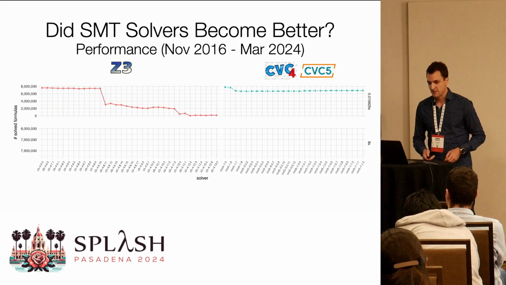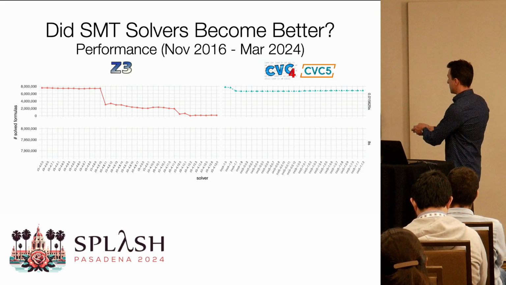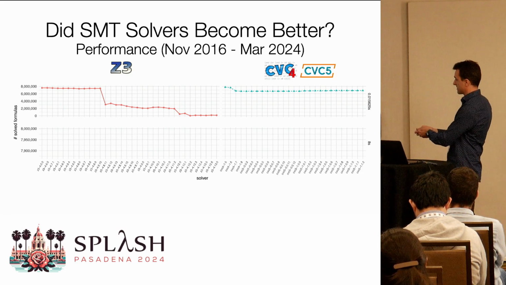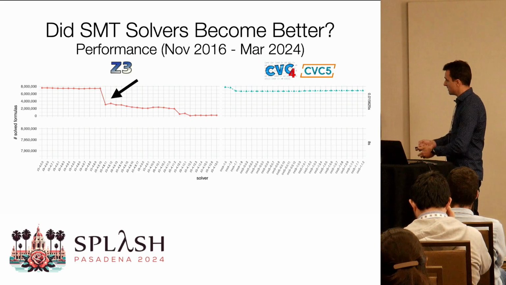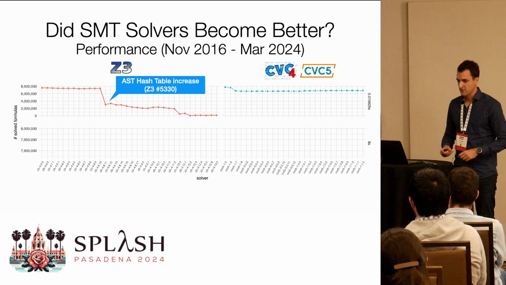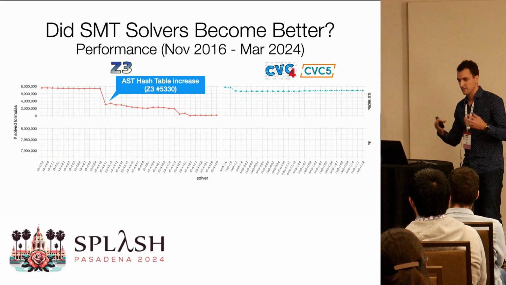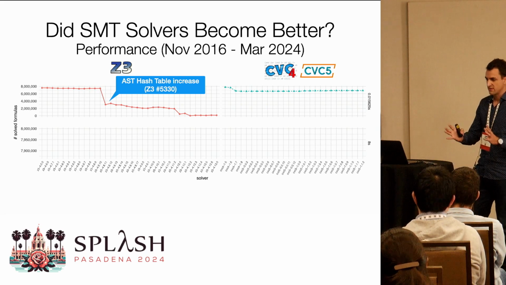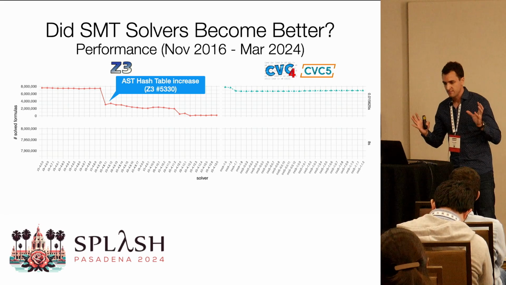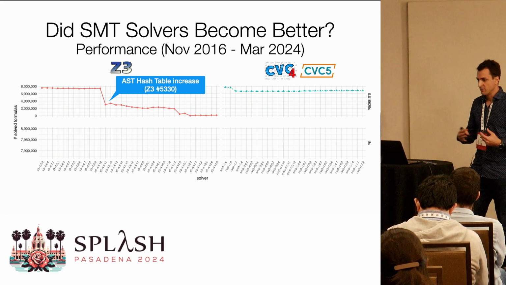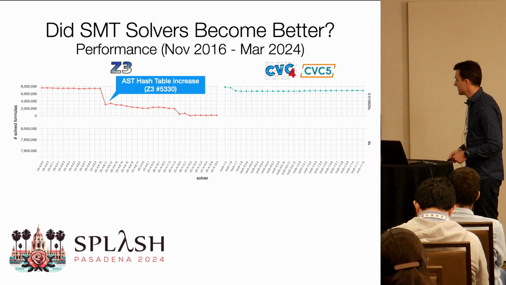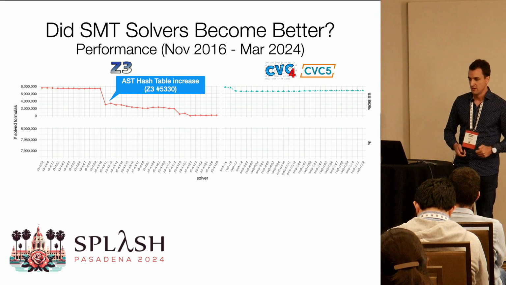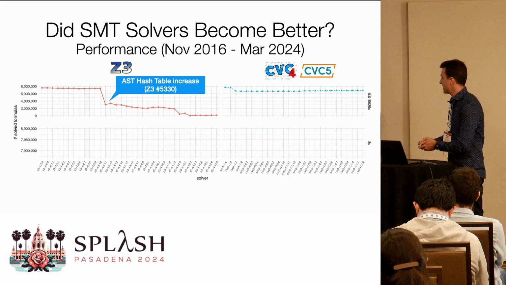And what we see here is that for the short timeouts, CVC5's performance is roughly constant, while Z3 has a significant drop here. That drop is caused by the change of an AST table. Each time we spawn an instance of Z3, that table will be initialized, and it just got increased. This has been a big discussion on the Z3 issue tracker, and our tool could automatically detect this.